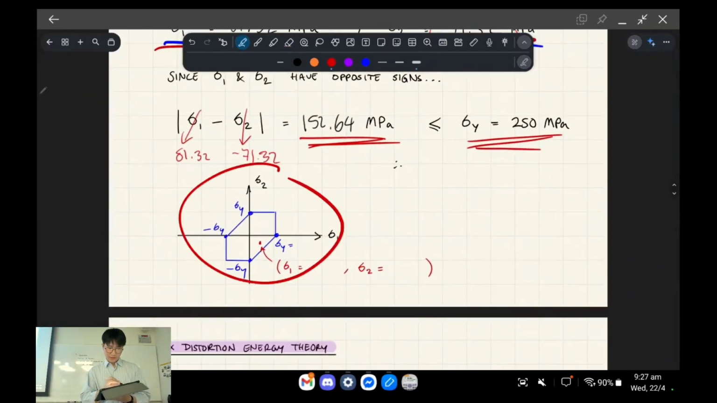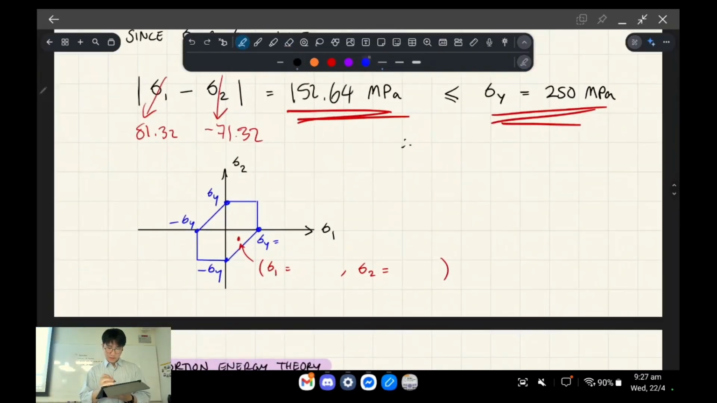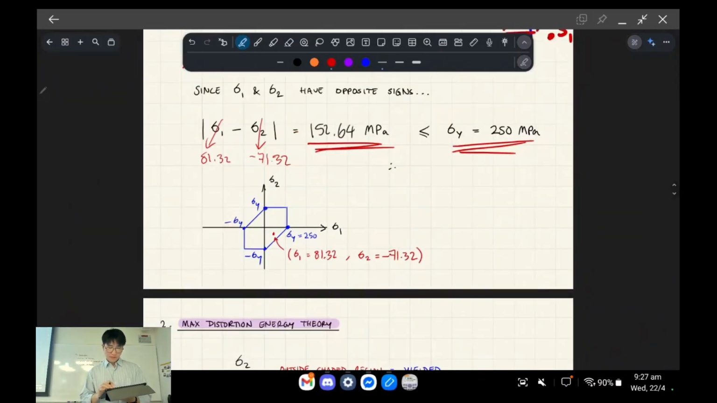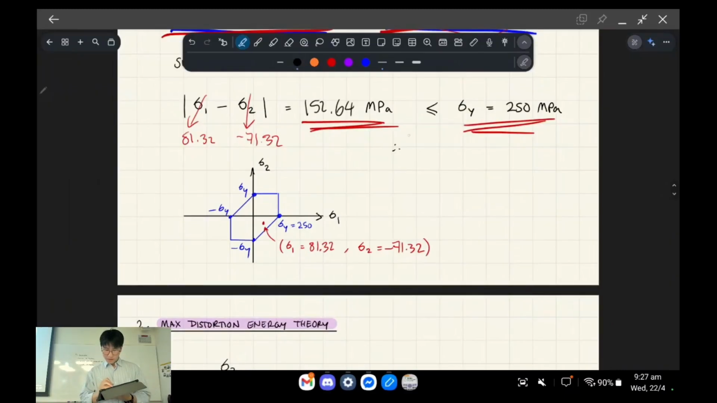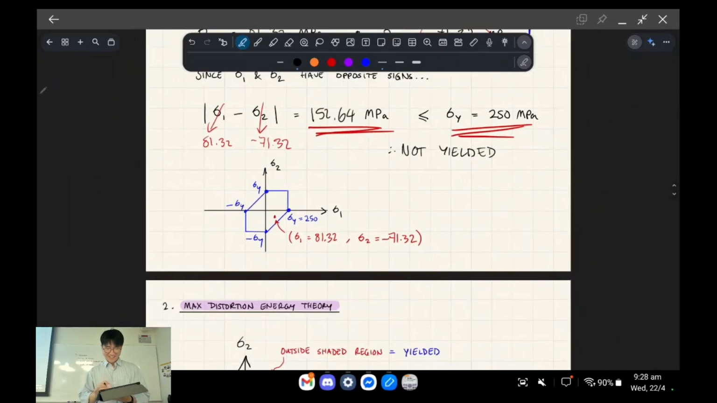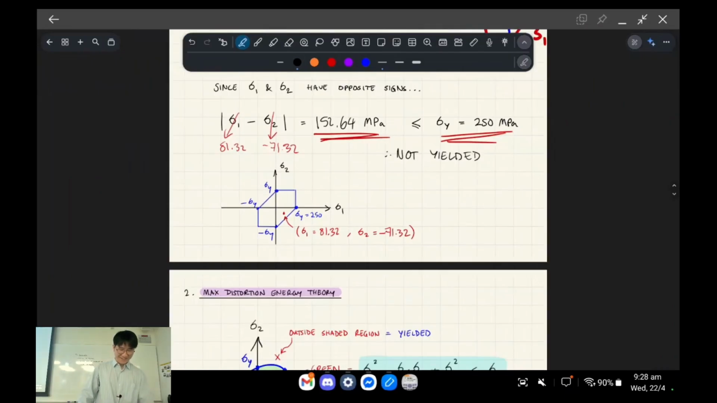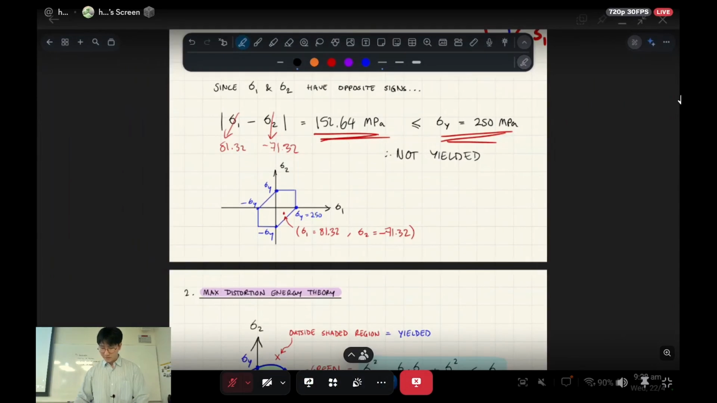Oh, there we go, I've already drawn it. So the yield envelope is 250, so that's over here. And then we're plotting on the x direction 81, and then on the y direction negative 71. Therefore, we're not yielded, because it sits within our failure envelope. So since it's not outside of it, it hasn't yielded. Does that make sense? All right. Because, again, this isn't assessed, so I'm going to go quicker, but that's the basic premise of what you have to do.